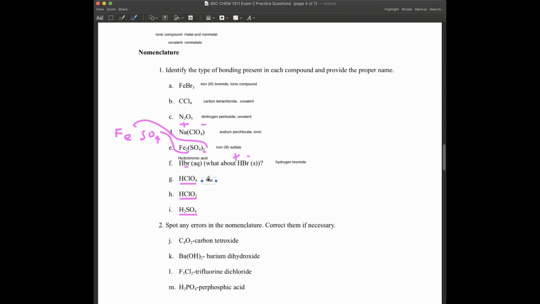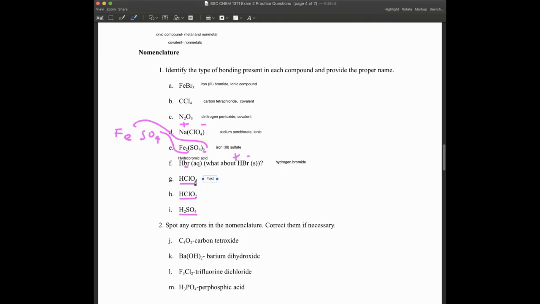how come you did not write mono at the end? So the reason why I didn't write mono at the end is because we name it as an ionic compound, right? And with ionic compounds, you don't use prefixes. Does that answer your question? Okay, cool. So let's move on to the next one.